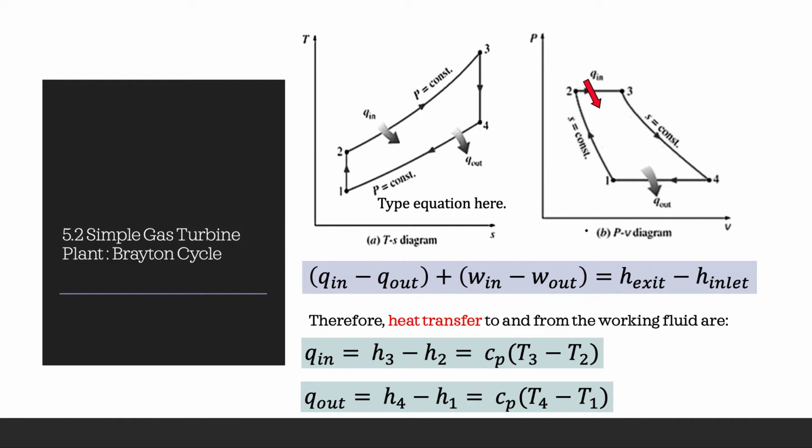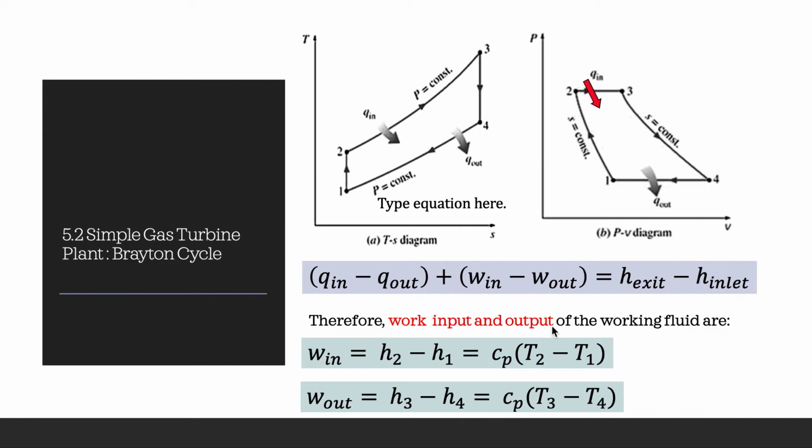Q out. Q out is H4 minus H1, and we convert H to Cp (T4 minus T1). Next, we go to the work in, that is in the compressor, and work out in the turbine. So work in is H2 minus H1, which is equal to Cp (T2 minus T1), and work out is H3 minus H4, that is Cp (T3 minus T4).